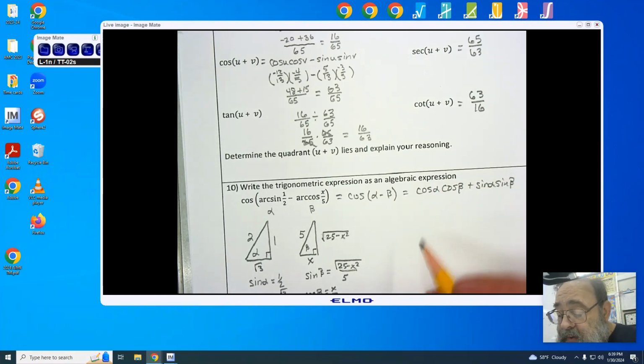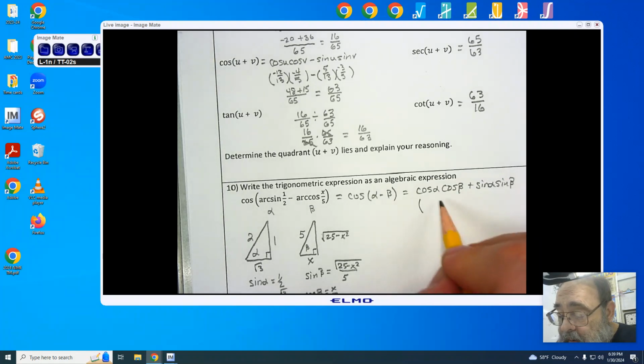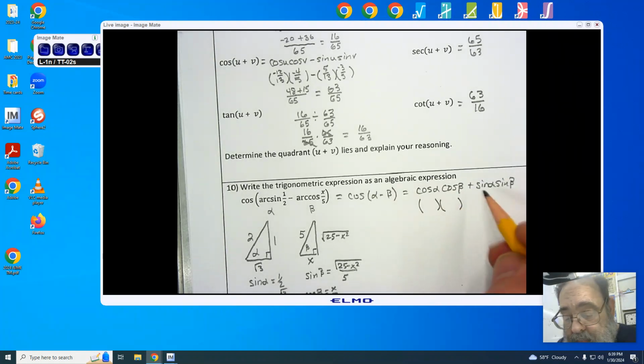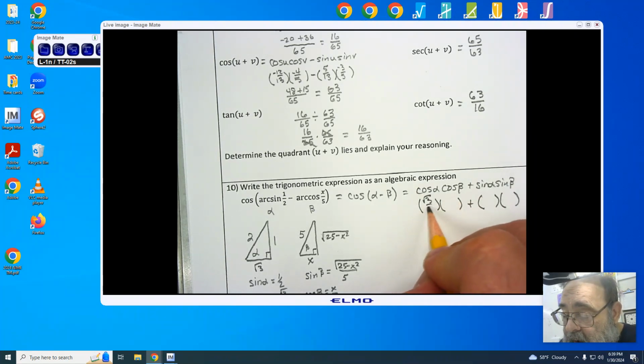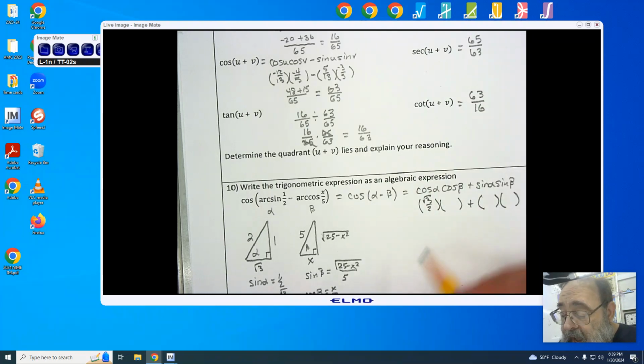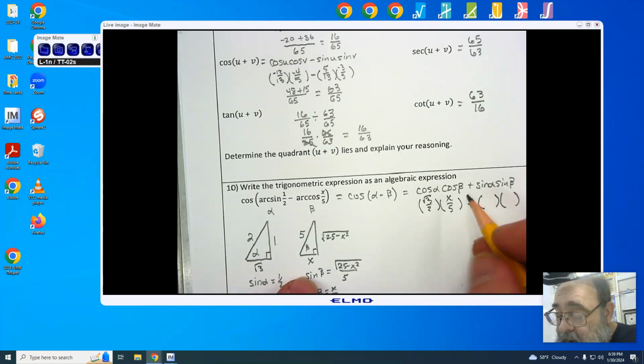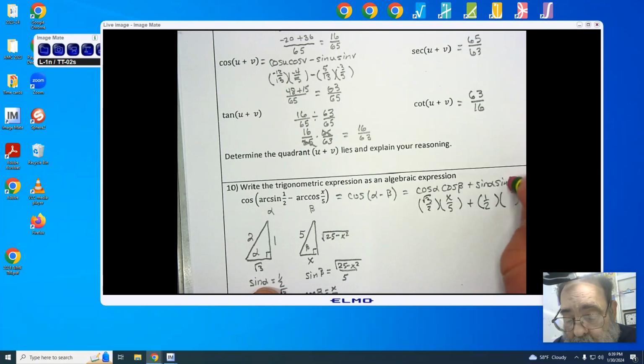Since I know what each is, I'm going to replace them directly. Here we go. Root 3 over 2 is the alpha for cosine. The x over 5 is our beta. Then we have, for our sine of alpha, 1/2. I'm going to need a little bit more room. And I'm looking at the square root of 25 minus x squared divided by 5.